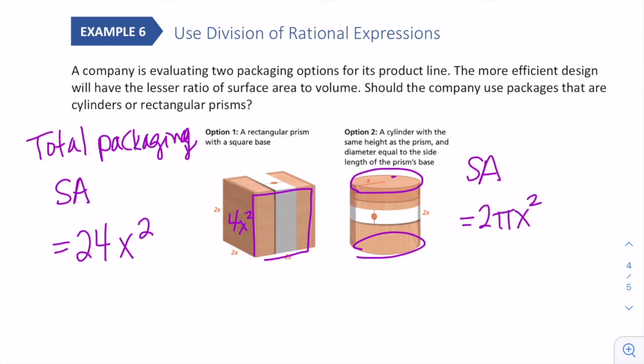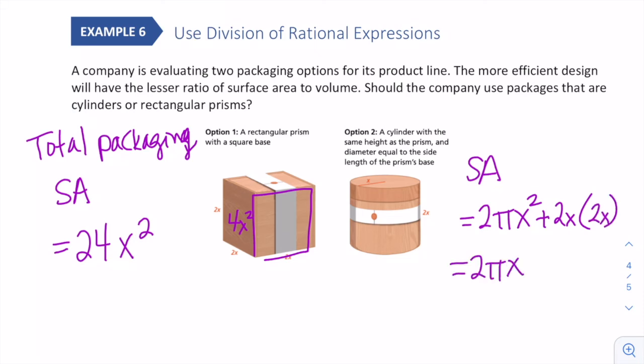And then the lateral sides are going to be the circumference times the height. So the circumference, again, if the radius is x, it's 2 pi r, so it's going to be 2 pi x, really, times the height, which is 2x. So I'm going to simplify that. So that's 2 pi x squared plus 4 pi x squared. Okay, so that's the surface area for both of those.